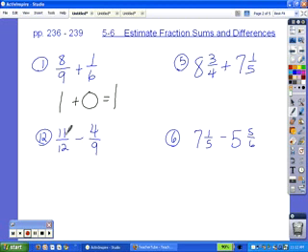For number 12, 11/12. 11 is just 1 away from 12, so that's close to a whole. 4 is about half of 9, so 4/9 would be closer to a half. 1 minus a half would be 1/2.